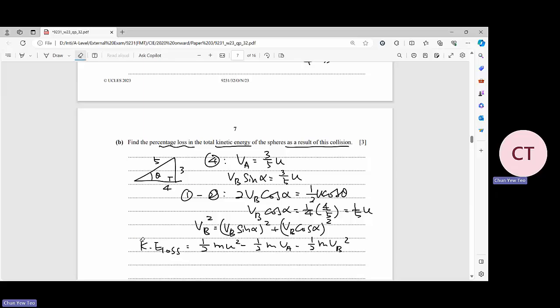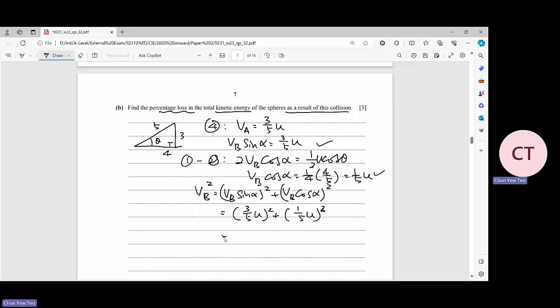Now I will erase away this statement. Now just apply the result for the VB sine alpha and VB cos alpha. So this one will be 3/5U square plus 1/5U square. If you expand and add together, you get 10/25, it will be 2/5U square. That will be my VB square.